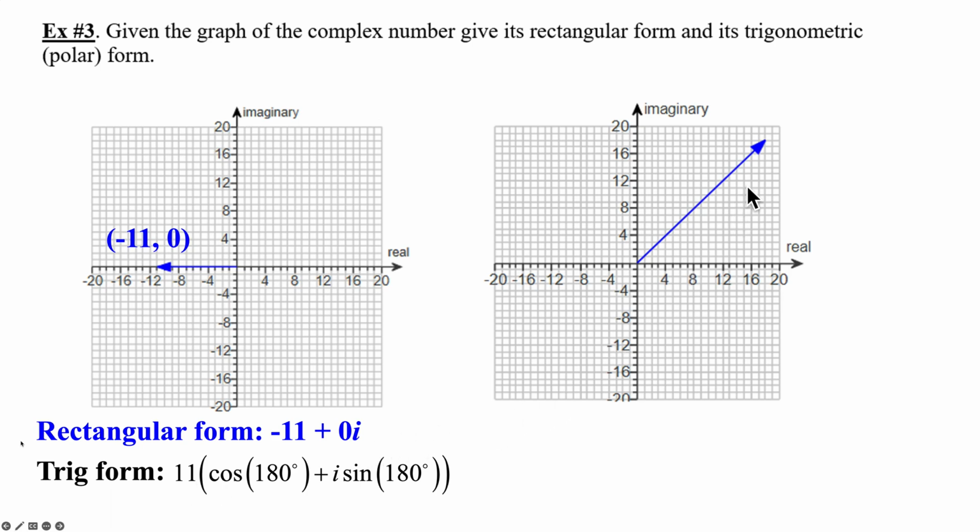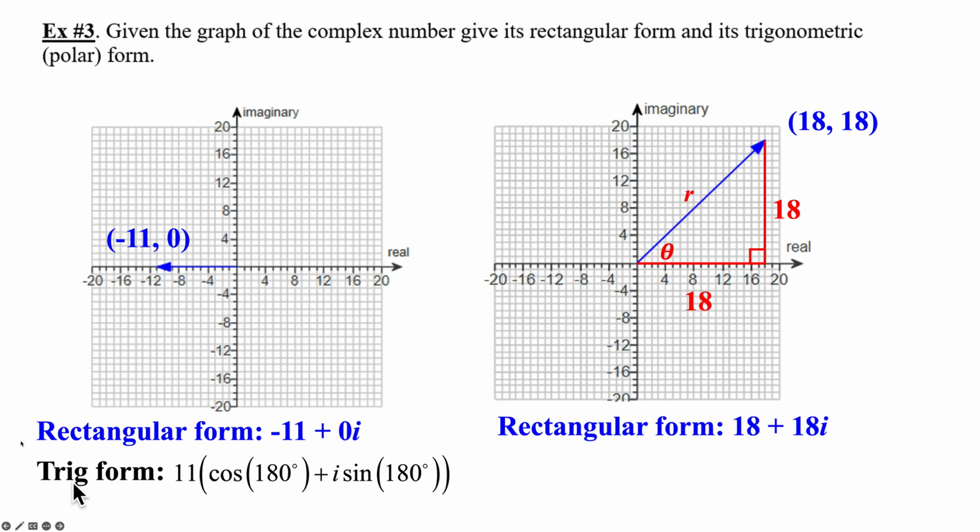All right, second graph. Find the terminal point. Let's see, 2 away from both top and bottom. 18, 18. There it is. Okay, so let's see. I'm going to turn this into a right triangle right away. 18, 18, theta. Here's my r. So I can have this when I get ready for the trig form. But my rectangular form is 18 for the real number, 18 for the imaginary number, so that's 18i, the vertical component.